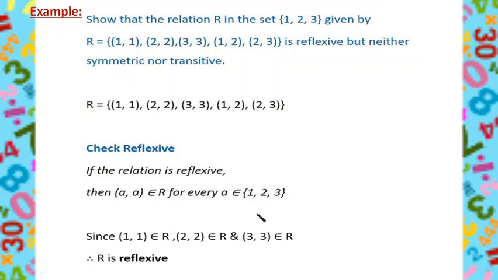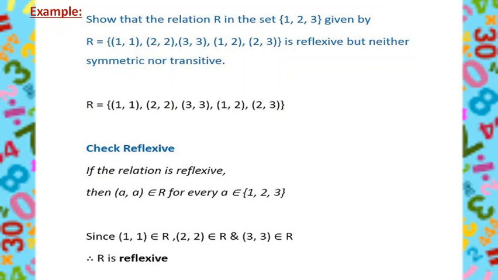Let's take one more example. Show that the relation R in the set {1, 2, 3} given by this is reflexive but neither symmetric nor transitive. Okay, so now we have to check one by one. Relation R is given. Let's check reflexive. We have 1, 2, 3. Do we have (1, 1) in the relation? Yes. (2, 2)? Yes. (3, 3)? Yes. So this is a reflexive relation.